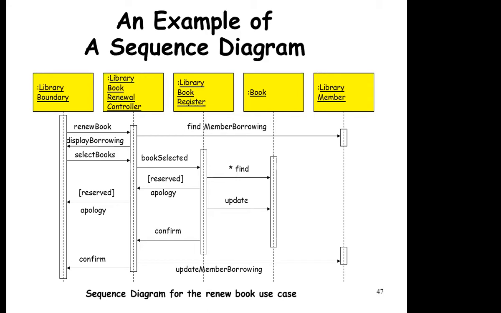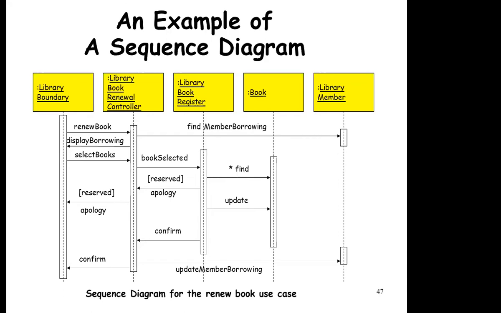Find the member, because we have to renew, then we have to see which member has borrowed. The library member who has borrowed that book. So see, the arrow is pointing to the library member. Okay. Then if you want to select some book, you can also select new books, book selected.